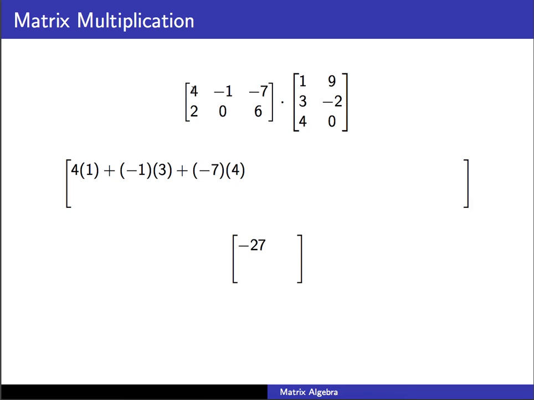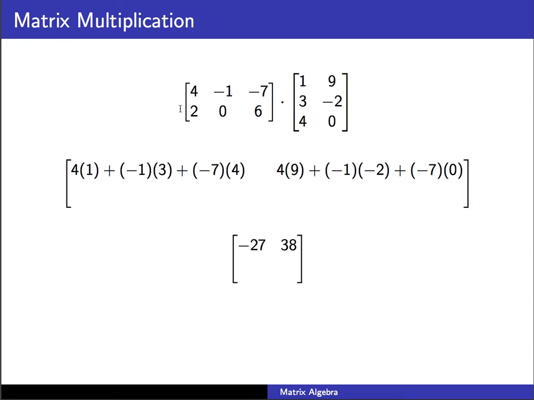Now we're going to move on to the second column of E. So we have the first row, second column, and that answer is going to go in the first row, second column. So now we have 4 times 9, -1 times -2, and -7 times 0. When we simplify this expression, we get 38. So we filled out the first row of our answer.